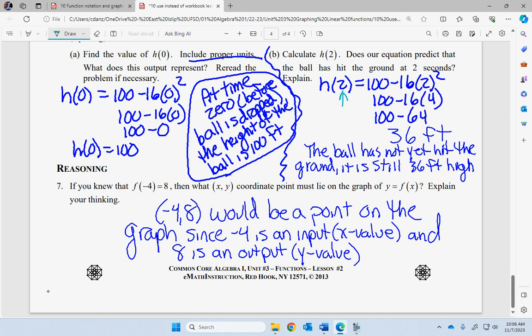Number 7. They give me that the input is -4 and that the output is 8. I can write that as an ordered pair as (-4, 8). And they want to know why it is a point on the graph. Well, an input is an x value, an output is a y value. So (-4, 8) would be a point on the graph. That's all. It's just making sure you understand your function notation.